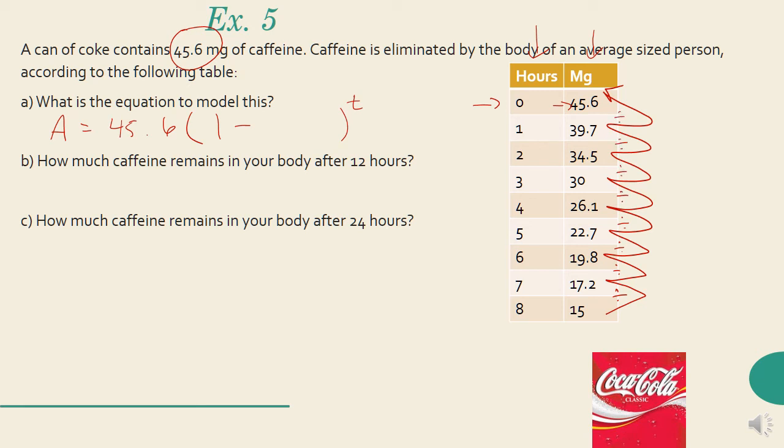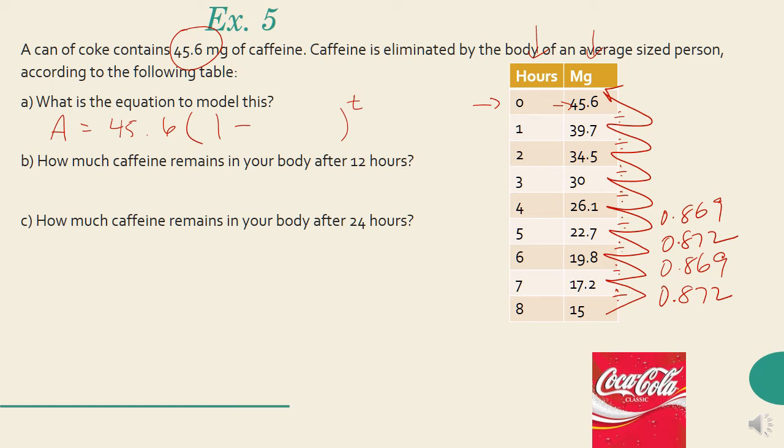Bottom up, divide. So 15 divided by 17.2. I get 0.872. 17.2 divided by 19.8. I get 0.869. Next one, 19.8 divided by 22.7. I get 0.872. Next one, 0.869. Now you can keep going, but just to save time, those basically are going to keep going all the way up.